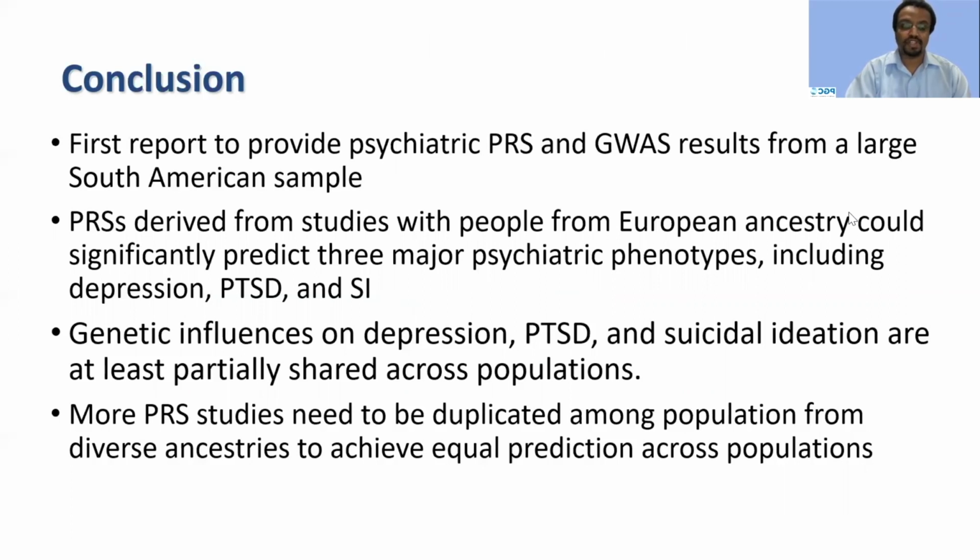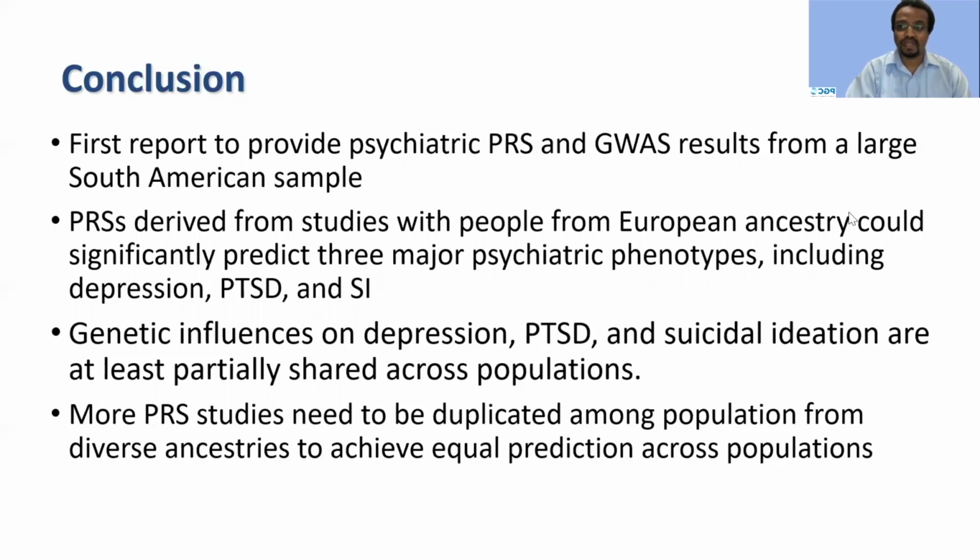Our results show that polygenic risk scores derived primarily from European ancestry and non-admixed populations could potentially apply and validly predict psychiatric phenotypes even in individuals who are considerably different in terms of their environment, culture, and ancestries. This means that genetic influences of depression, PTSD, and suicidal ideation are at least partially shared across populations.